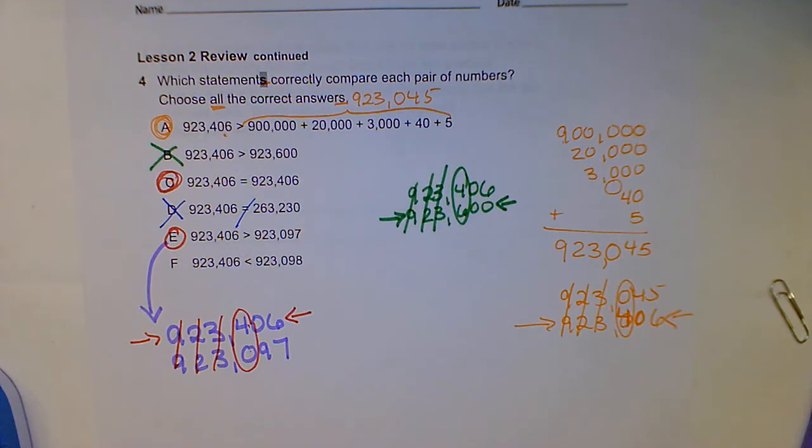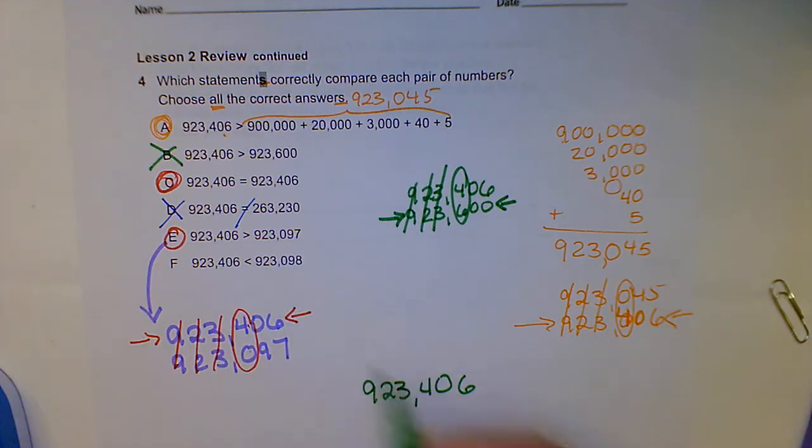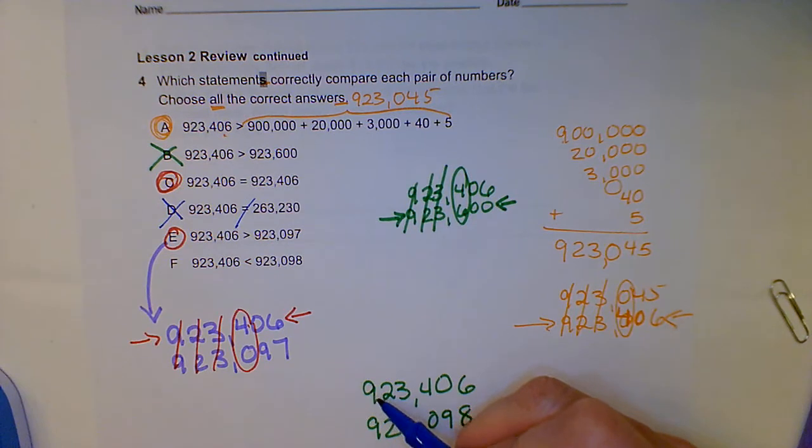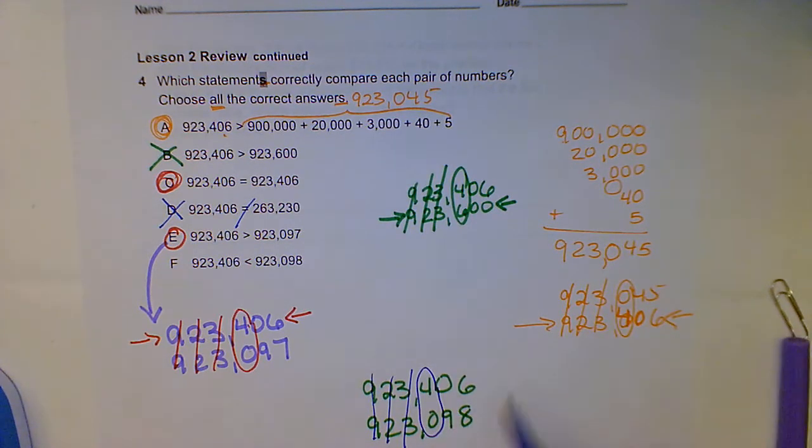So for this one, it wants us to compare 923,406 with 923,098. So let's go ahead and stack them. 923,406. That's this one, and now we're going to stack this one. 923,098. And now I can go ahead and compare them. So when I compare 9 and 9, they're the same. When I compare 2 and 2, they're the same. 3 and 3 are the same. This is where I hit my first difference, and this is the hundreds.